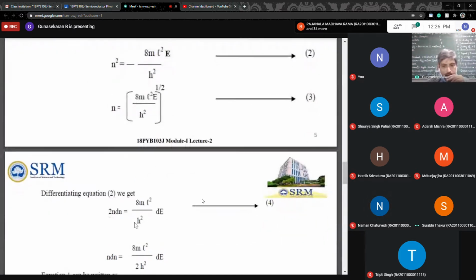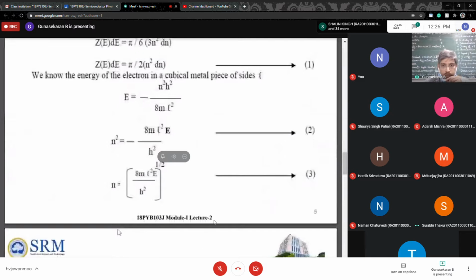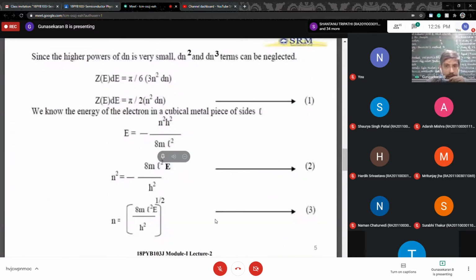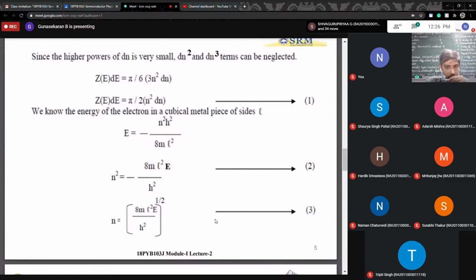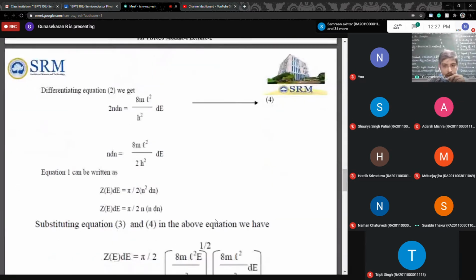Okay. Now again I am going to simplify this. So n into dn, I take the 2 to this side: 8m l square by 2 h square dE. This is n dn. Why do I take it like this? Because you see here, the Z of E dE is equal to pi by 2 n square dn. So now I write this as n into n dn. Is it correct? Yes. So n into n dn definitely gives n square dn. So the Z of E dE is nothing but pi by 2 n square dn, and I rewrite the same: the Z of E dE is equal to pi by 2 n into n dn.